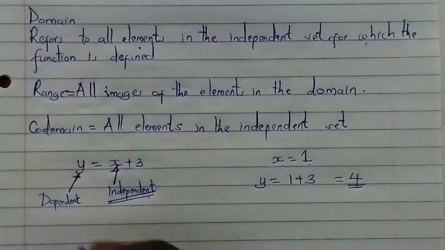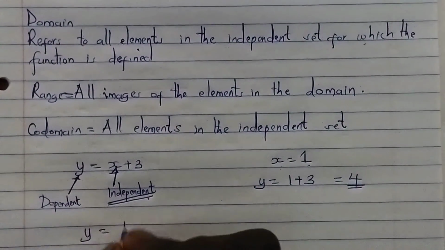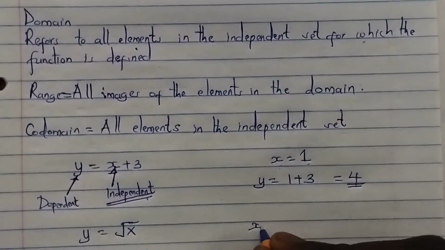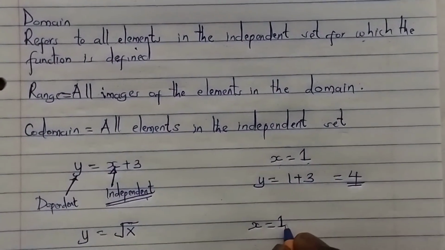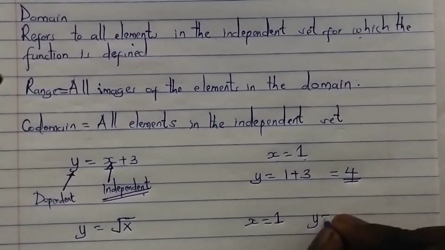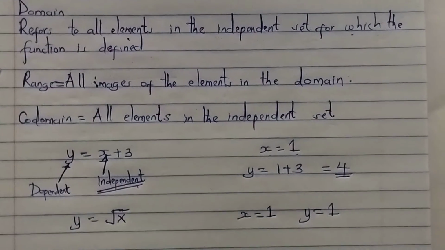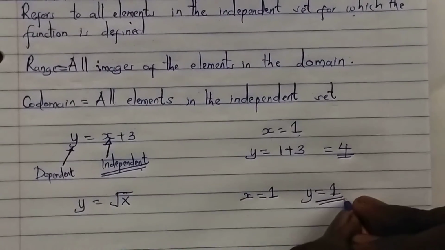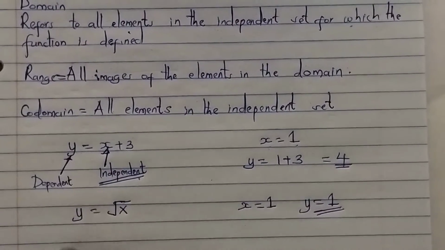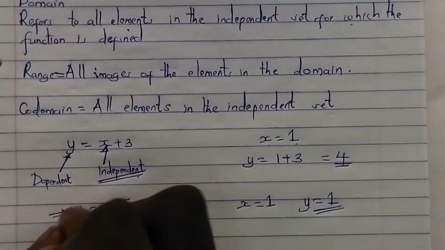Now, in case, for example, we choose y is equal to root of x. In this case, if you choose a value of x is equal to 1, similarly, you are going to find a value of y is equal to 1. Because the value of y is real, which is 1, then this 1 is also a domain of this second function.